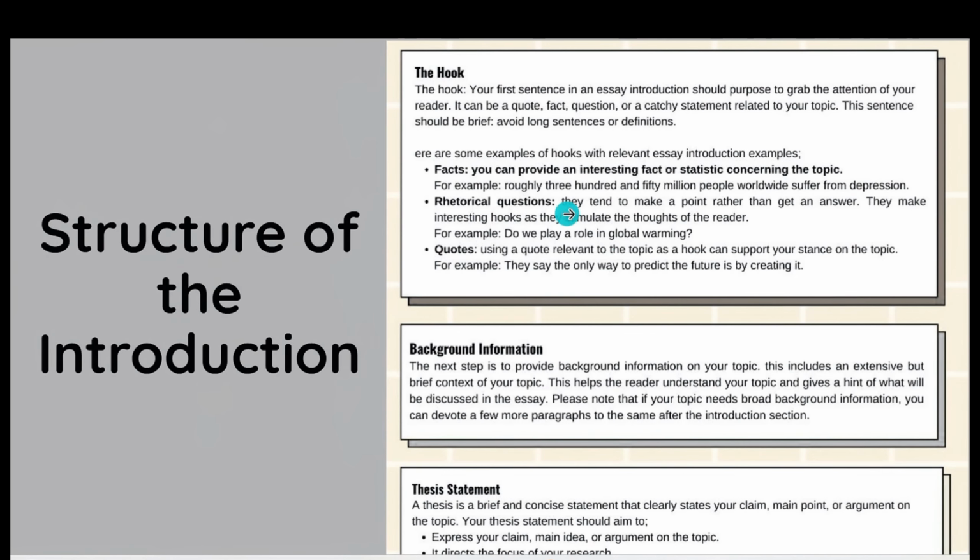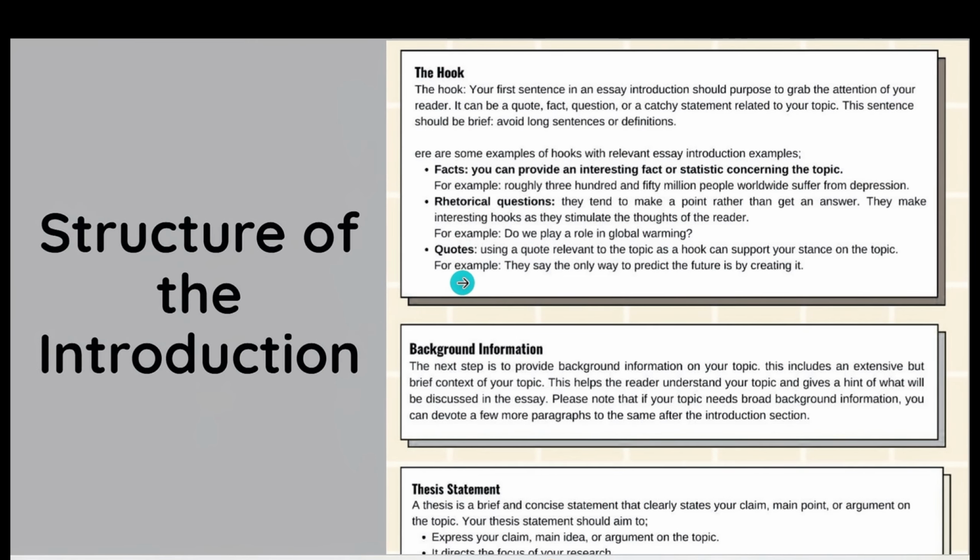Or rhetorical questions. They tend to make a point rather than get an answer. They make interesting hooks as they stimulate the thoughts of the reader. For example, do we play a role in global warming?